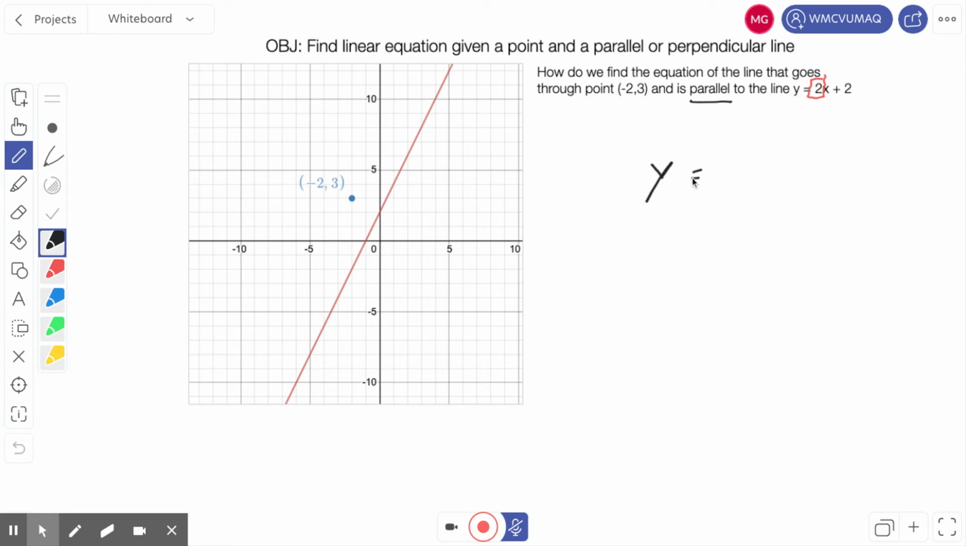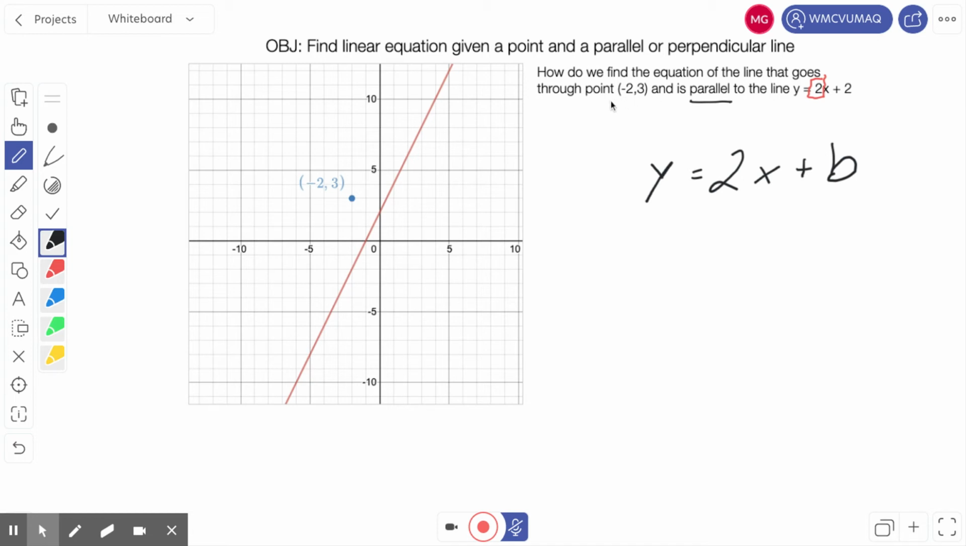y equals 2x plus, we don't know where it's going to go through, so we'll call it b. Okay? B standing for where on the y-intercept this is going to be. So what we do have is this point, -2 and 3.